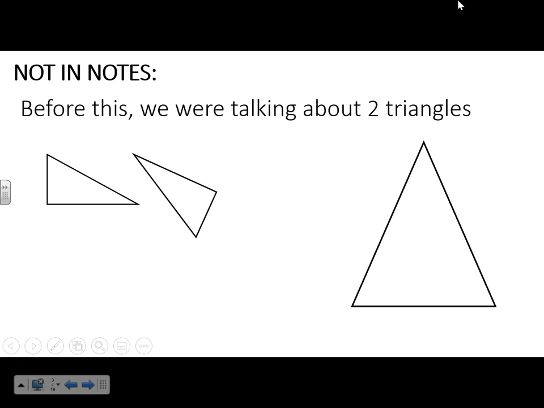So before this, in the last couple lessons, when I said the sides are congruent, really what I meant is the corresponding sides are congruent, which meant this side was congruent to the corresponding side in this triangle, or this side was congruent to the corresponding side in the triangle, this one. Now we're talking about one triangle. So when I talk about the sides being congruent, I'm talking about this side and this side. So that's the difference. Make sure you wrap your mind around that.